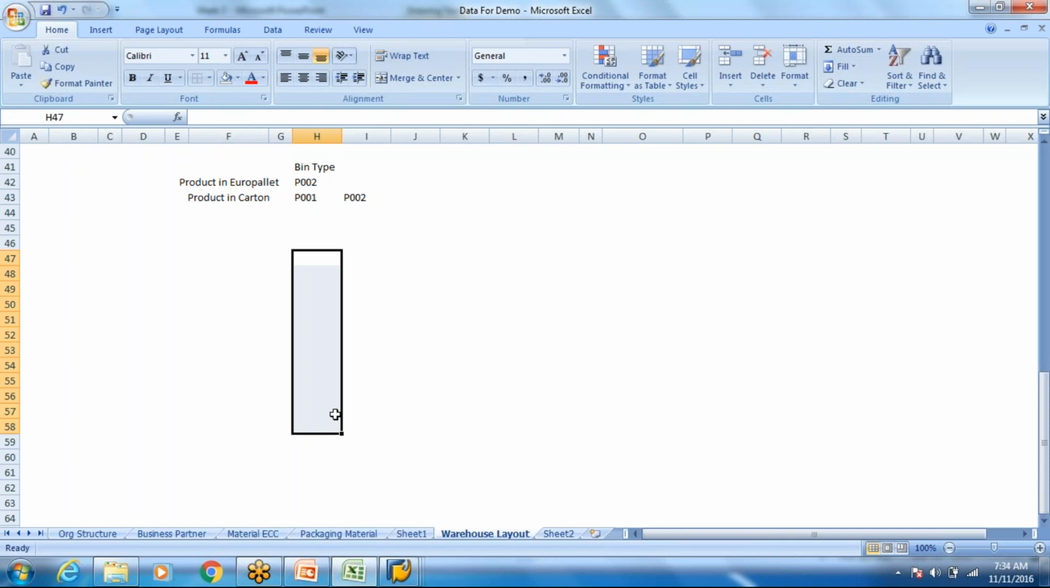So the bulk works like this. So what you can imagine is you have bins like this.